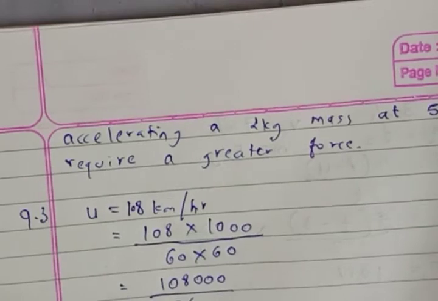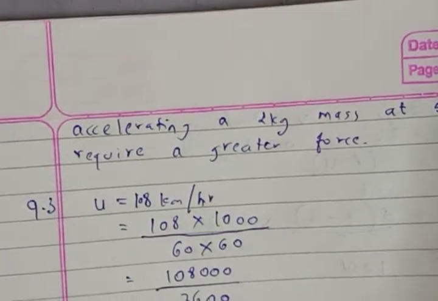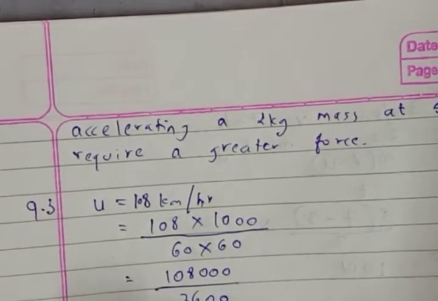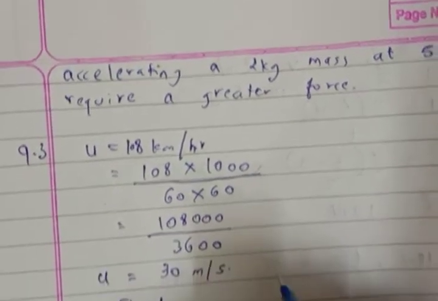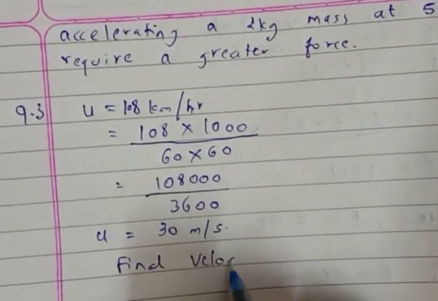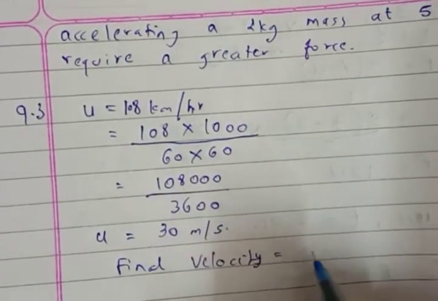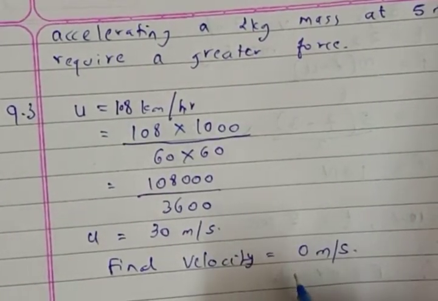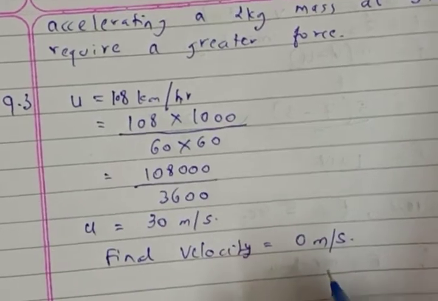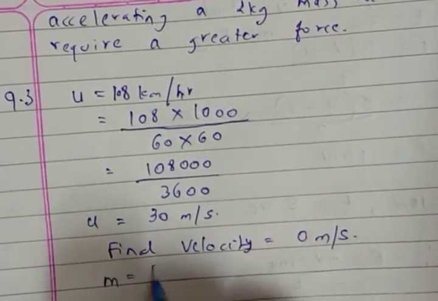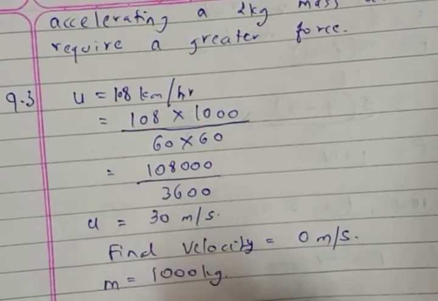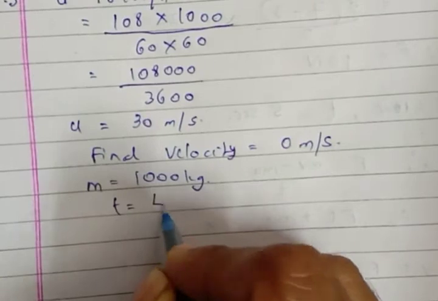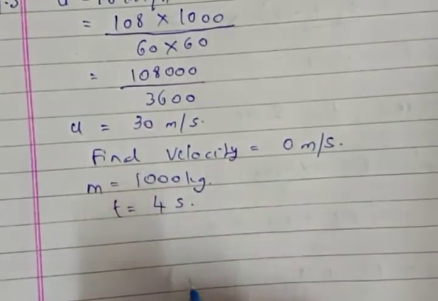That means the initial velocity was 30 meters per second, and since brakes are being applied, the final velocity will be equal to 0 meters per second, because the vehicle is stopping, that motor car is stopping. And what is the mass? Mass is 1000 kg, including the weight of the passengers, right? And how much time does it take to stop? It takes 4 seconds, right?